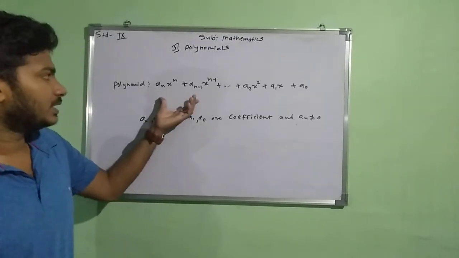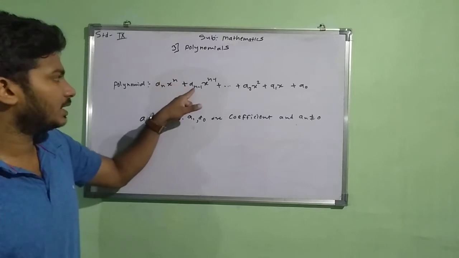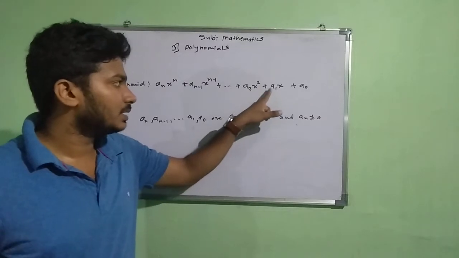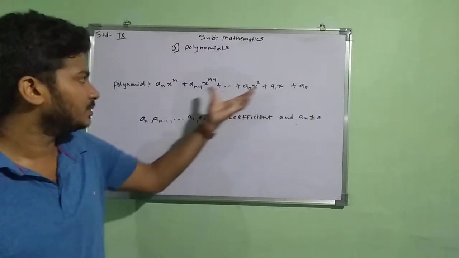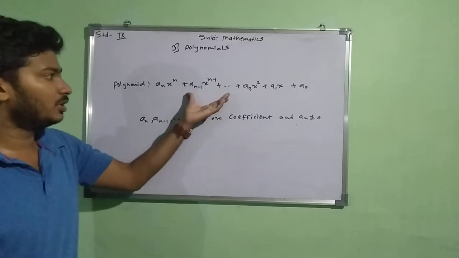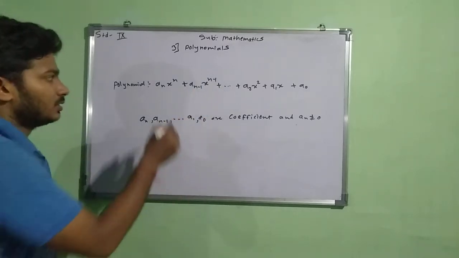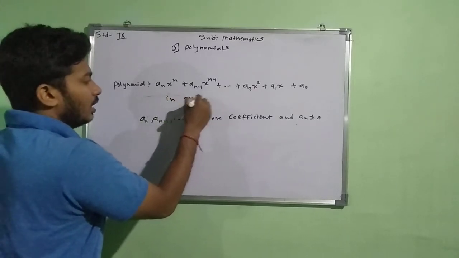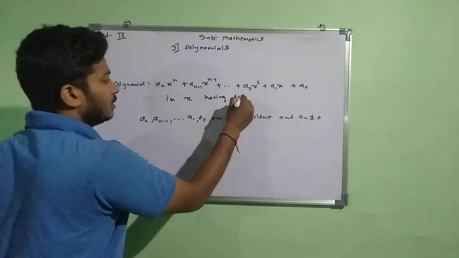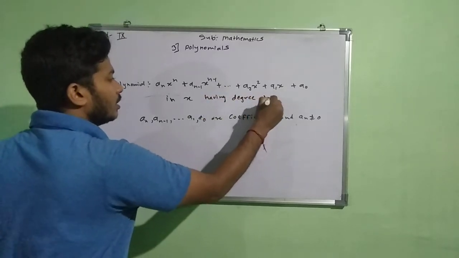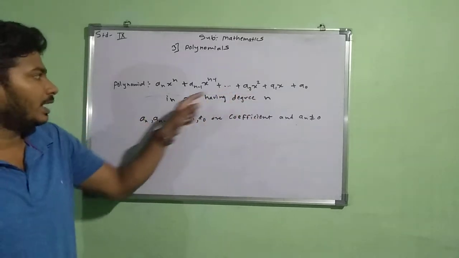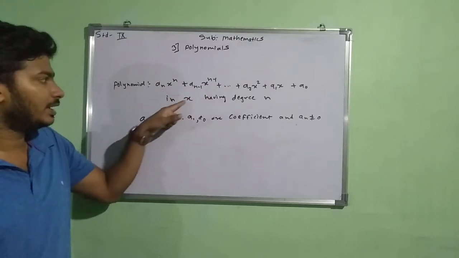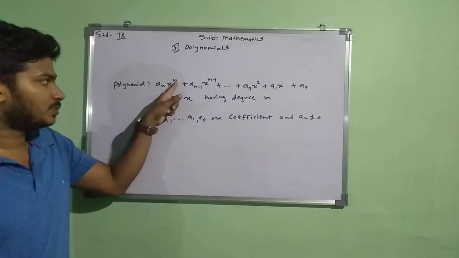So if you have the polynomial of this type, okay, that means a n x raised to n plus a n minus 1 x raised to n minus 1 plus and so on, a2 x square plus a1 x plus a0. Okay, that means this is general form, standard form of that polynomial. So this is a polynomial in x having degree n. Okay, this polynomial have degree n because degree means the highest power of the variable. So here we have variable x and the highest power is n.